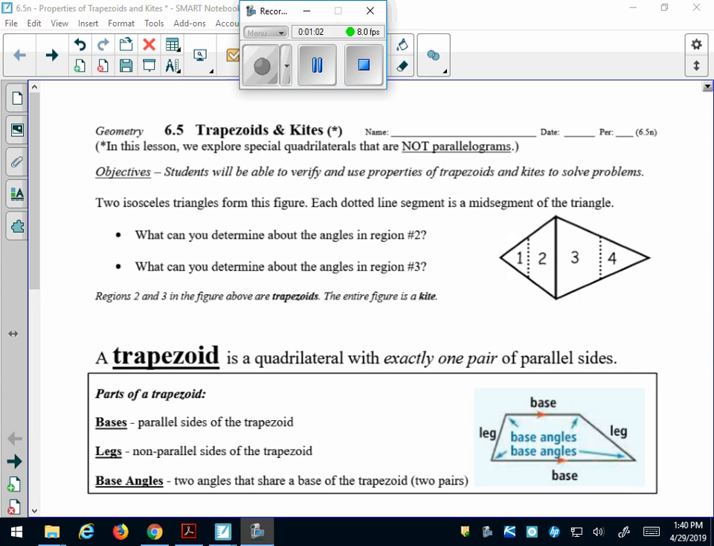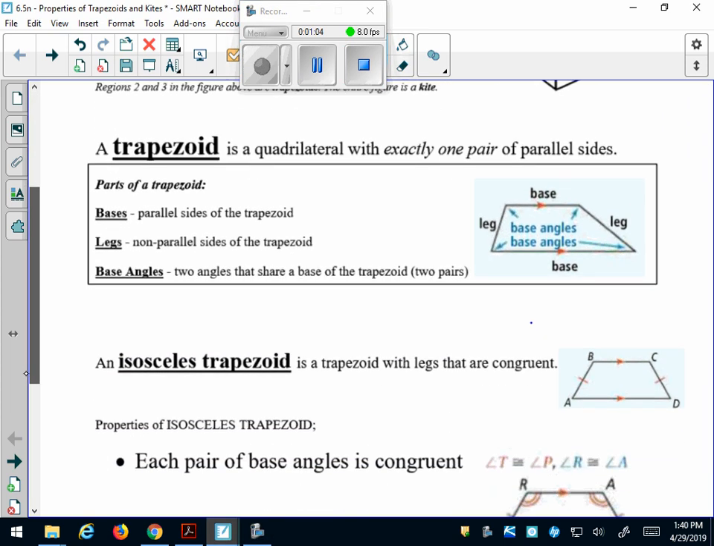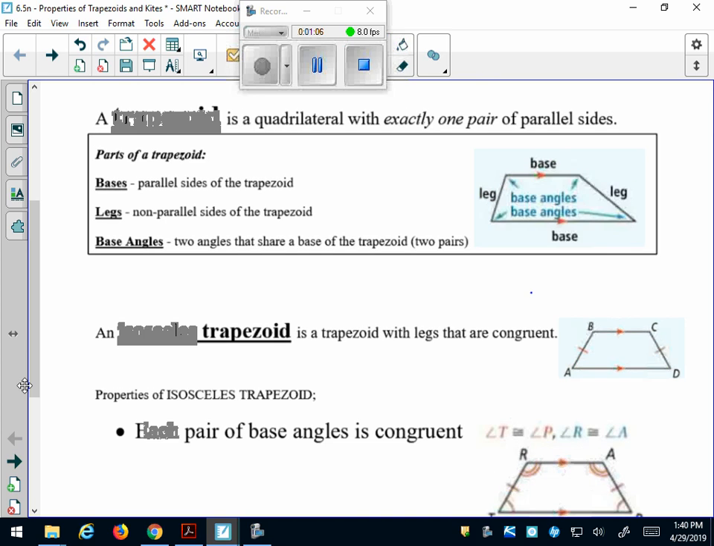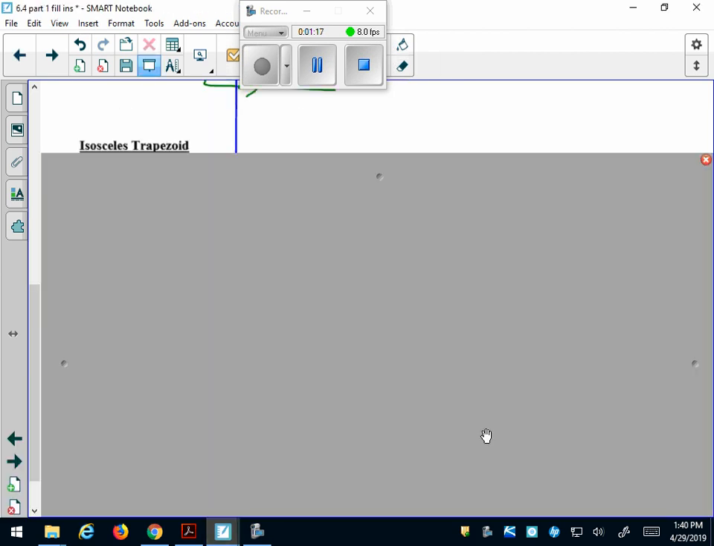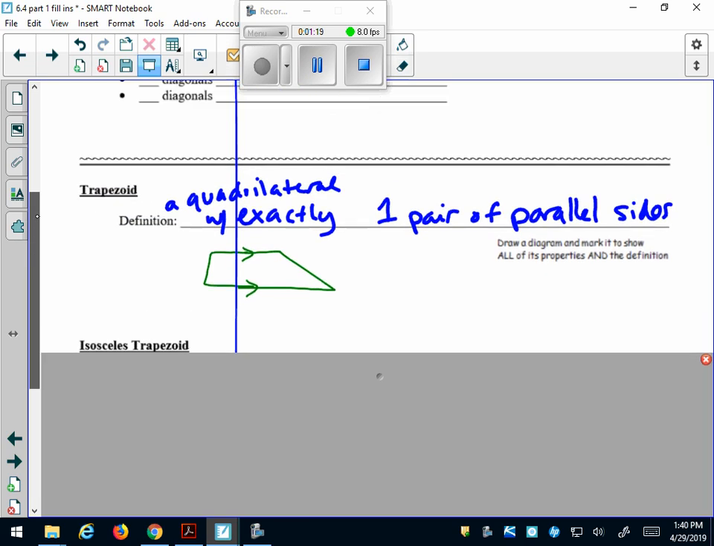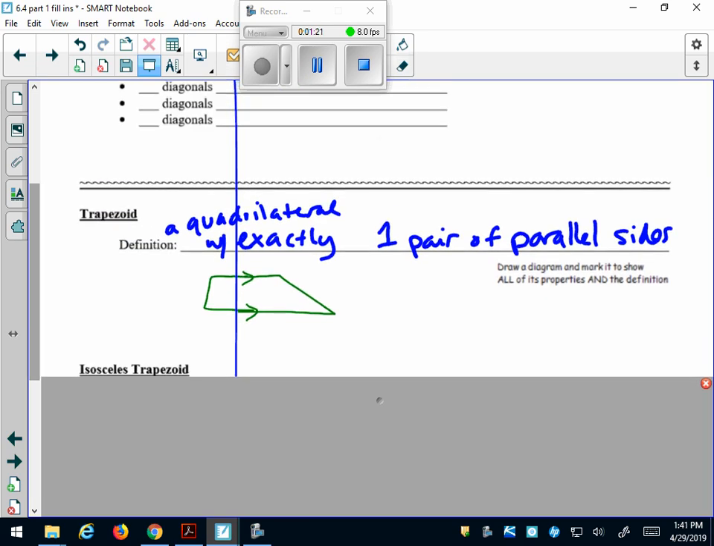Okay, so I'm going to skip right down to the meat of the lesson, where it says a trapezoid is a quadrilateral with exactly one pair of parallel sides. On your pink sheet, you can go to trapezoid, and you're going to write down as the definition: a quadrilateral with exactly one pair of parallel sides.